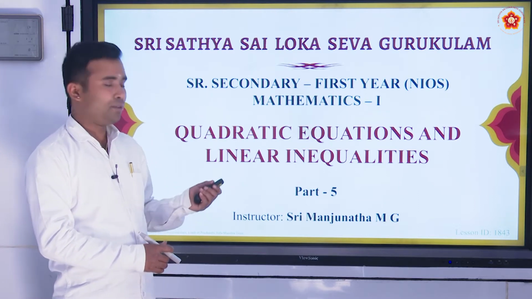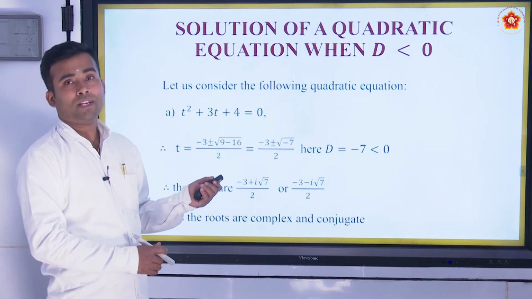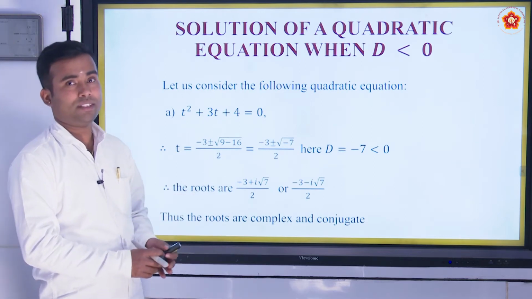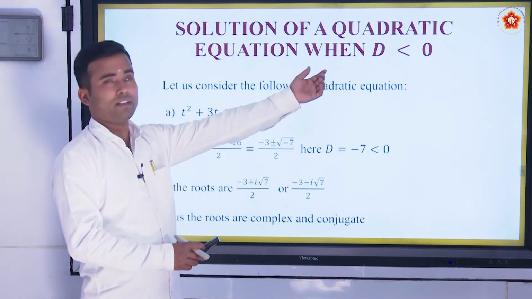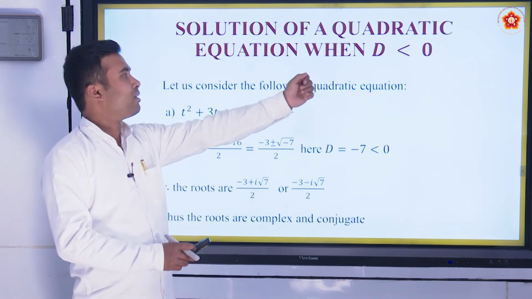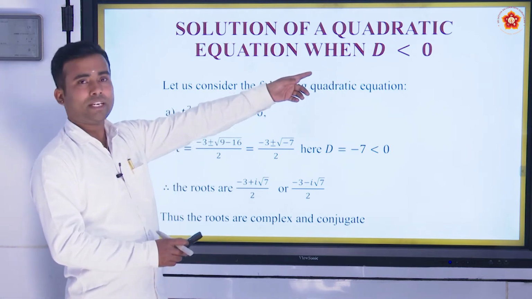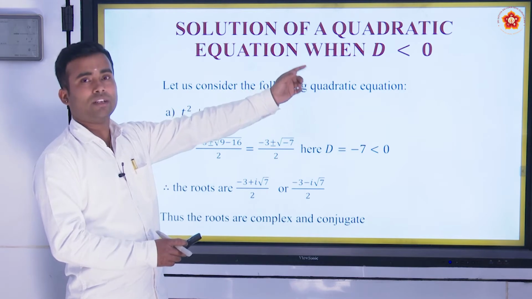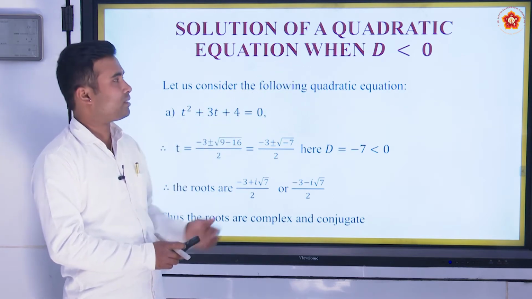In the previous class, we learned how to solve a quadratic equation using the quadratic formula. In this session, we are going to learn about the solution of a quadratic equation where the discriminant capital D is less than 0. This is one of the cases which decides the nature of the roots, which will be complex.